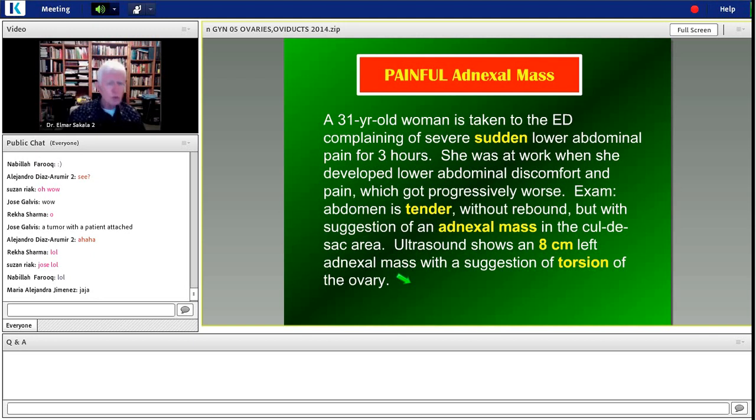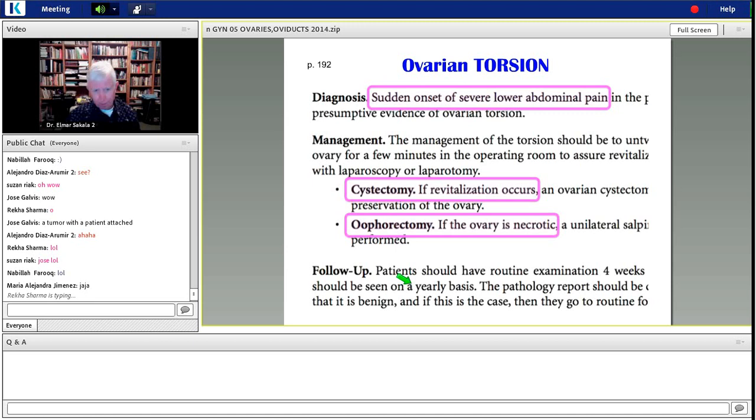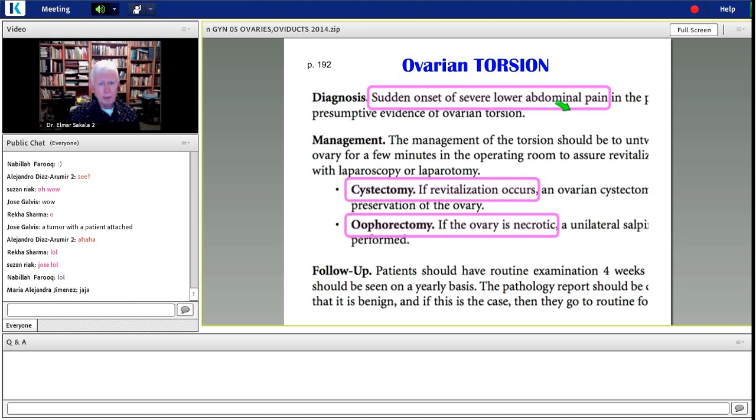How would you know that there could be torsion of the mass? You can use color Doppler to look for the blood supply. Sudden onset, severe low abdominal pain. Cystectomy, if it's, for instance, a benign cystic teratoma. Take out the abnormal, leave the normal tissue. And if revascularization occurs, you can preserve the ovary. But if the ovary is necrotic, you may have to do a unilateral salpingo-oophorectomy and take it out.